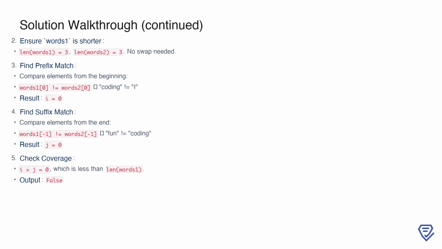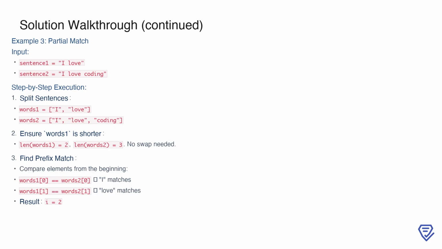Next, we attempt to find the prefix match by comparing elements from the start. However, the first elements don't match: "coding" is not equal to "I". As a result, the prefix match length is i equals 0. We then look for a suffix match by comparing elements from the end of the lists. Here, the last elements also don't match: "fun" is not equal to "coding". This means the suffix match length is j equals 0. When we check the total coverage by adding i and j, we get 0, which is less than the length of words 1. Therefore, the output for this example is false. These sentences don't have enough overlapping elements to make sentence 1 a subsequence of sentence 2.